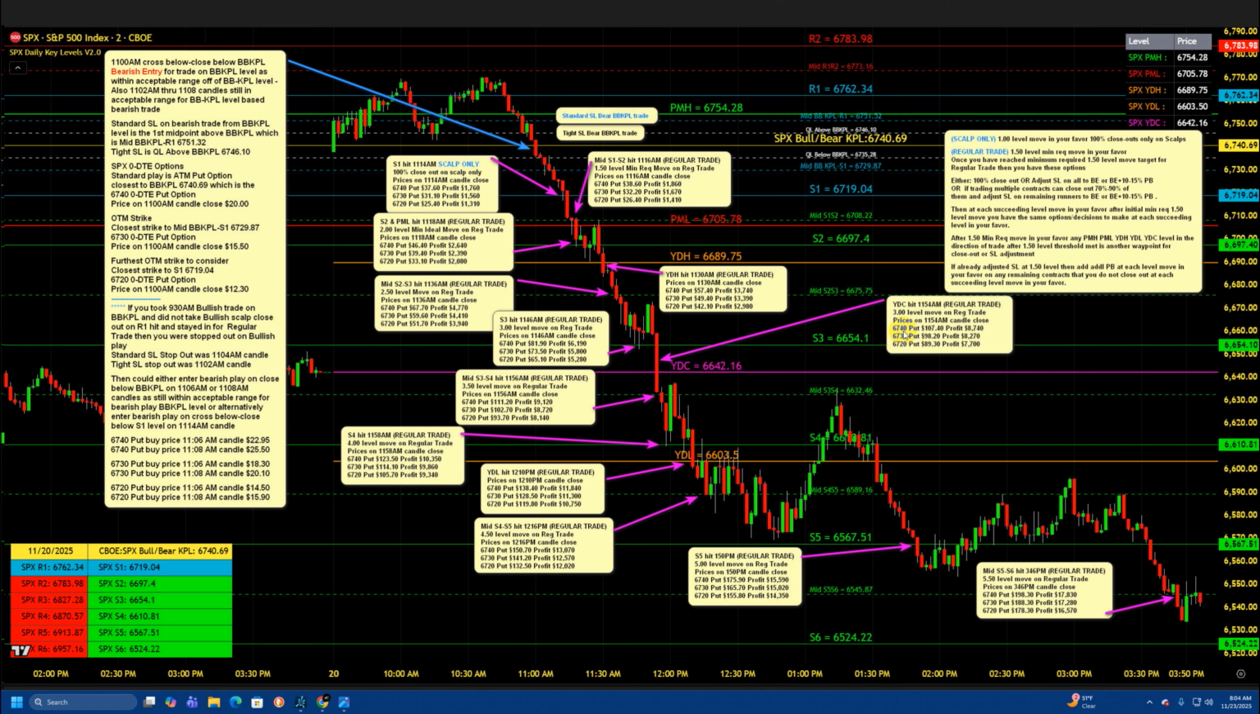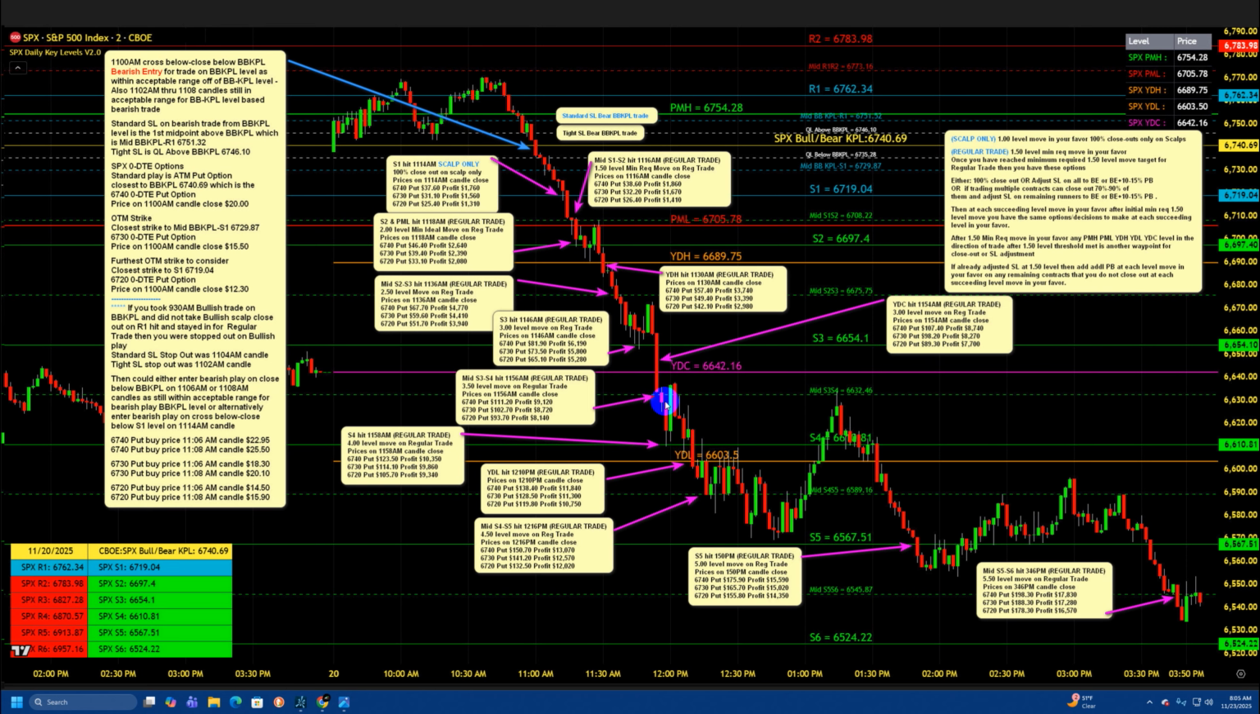The 67.40 put on the close of the candle here, as you can see, is more in your favor on this particular candle close because it did close below. 67.40 put, $107.40, profit $8,740 per option. 67.30 put, 98.20, profit $8,270 per option. 67.20 put, $89.30, profit $7,700 per option.